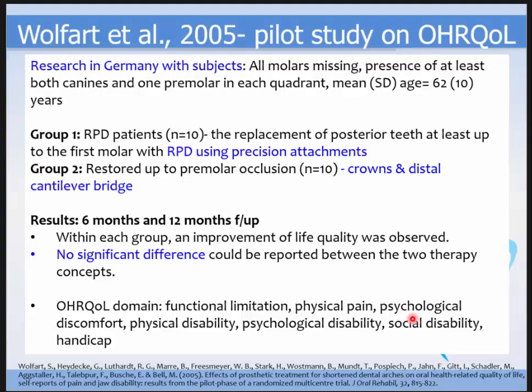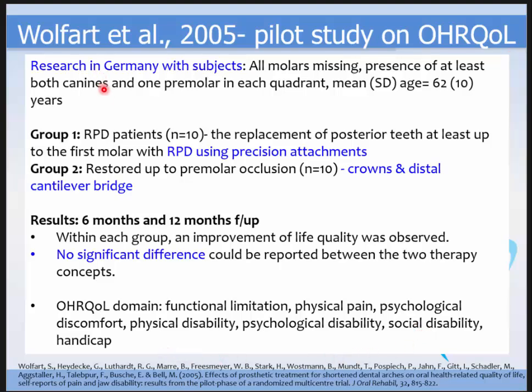This research looks into oral health related quality of life. So we want to know, yes, we say that the oral function is not much different, but how about the quality of life? The oral health related quality of life aspects that they look at are functional limitation, physical pain, psychological discomfort, physical disability, psychological disability, social disability, and handicap.